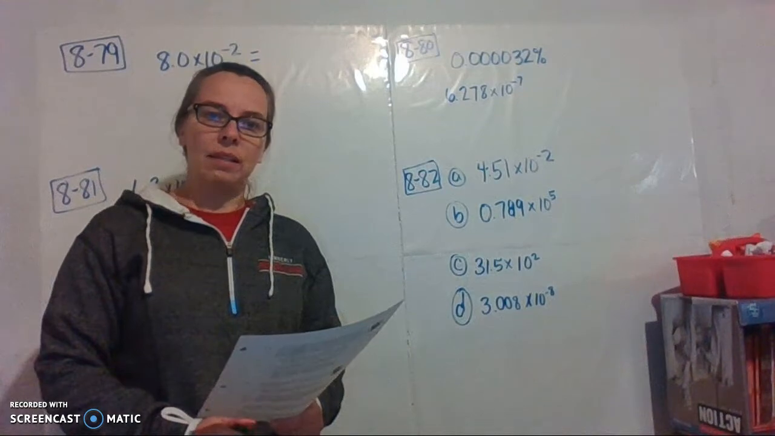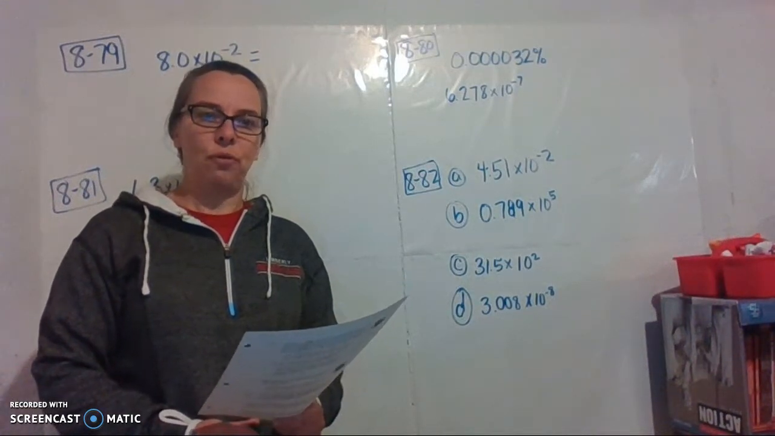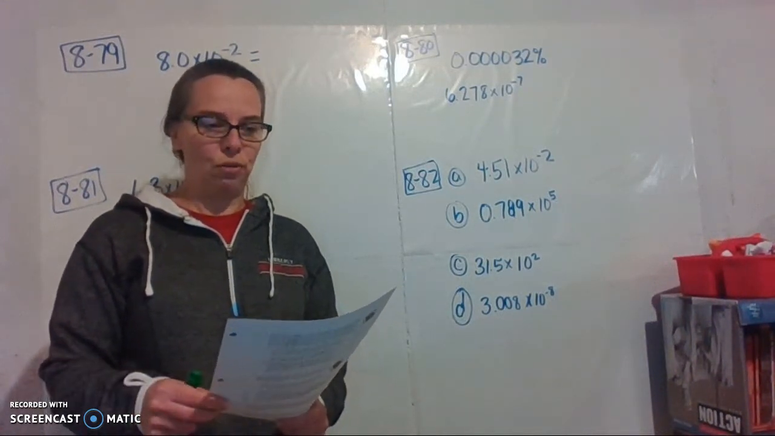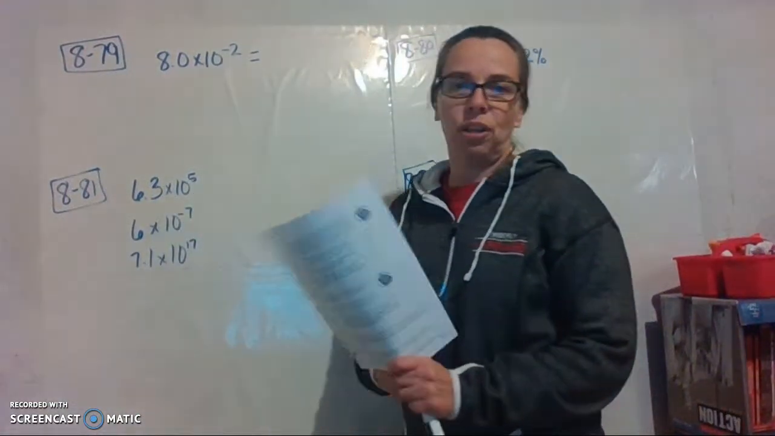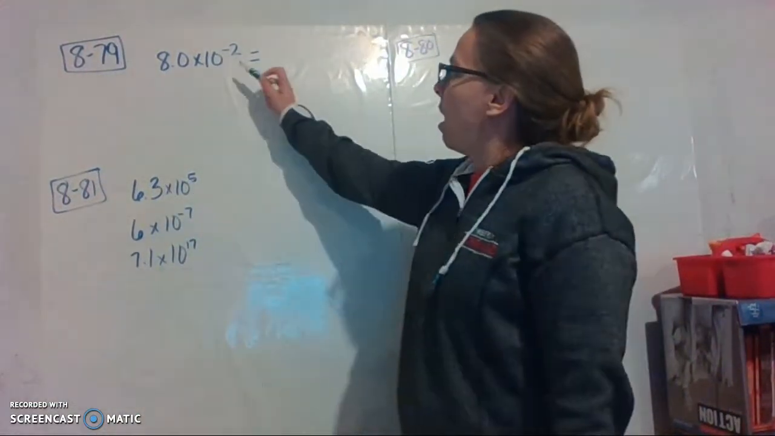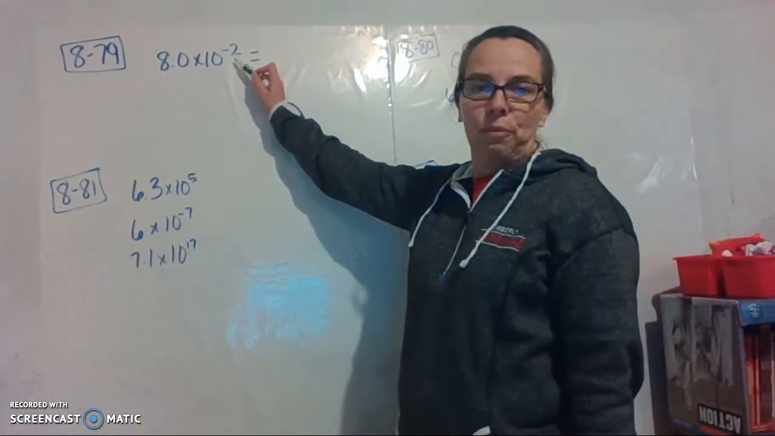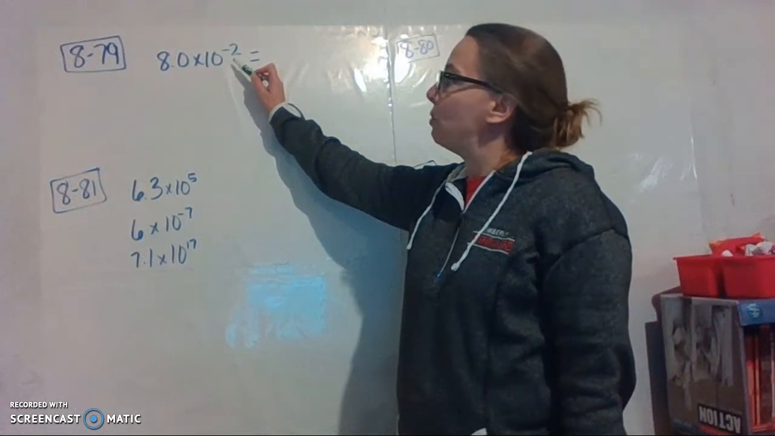Today you are working on scientific notation, so here are the answers for problems 79 through 82. For problem 79, you had to convert scientific notation into standard notation. Because the exponent is a negative, we make sure that this is getting a smaller value.